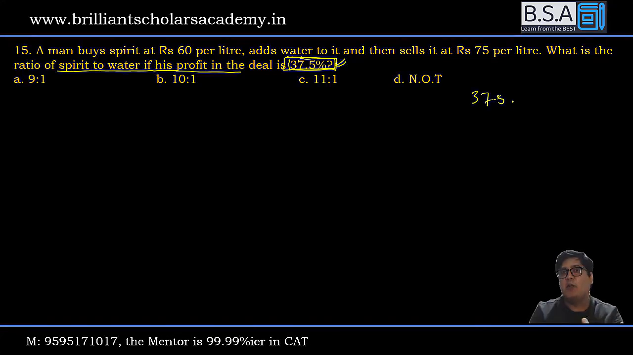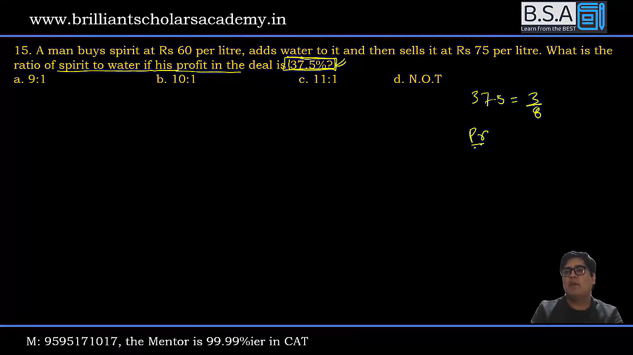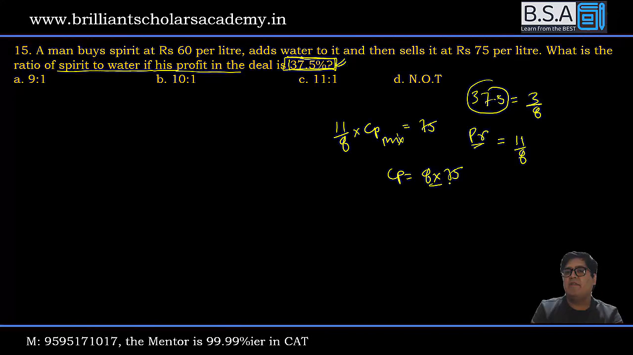37.5% is equal to 3 by 8. Profit means increment. So if you want to generate a profit of 37.5%, you will have to create a ratio of 11 by 8. So what we are saying is 11 by 8 into cost price of the mixture is equal to 75. So basically cost price is equal to 8 into 75 by 11.